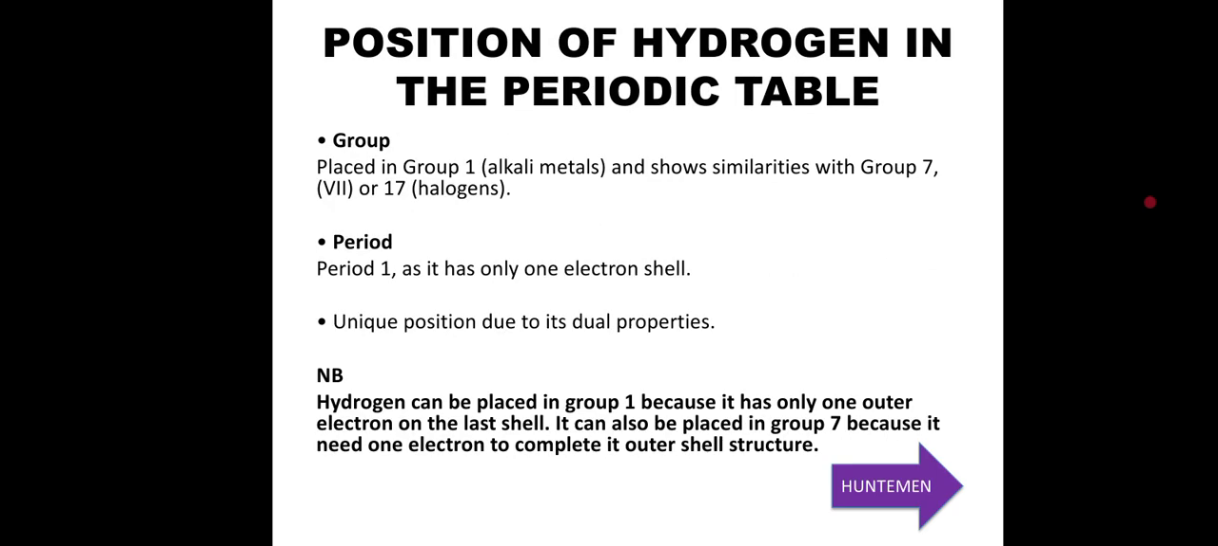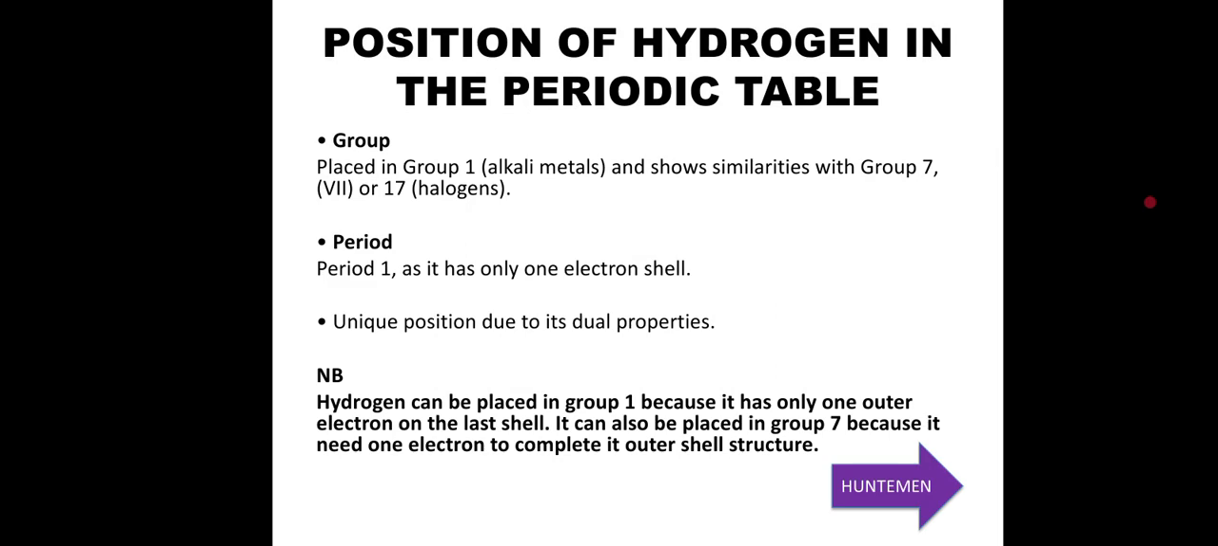Where can we put hydrogen? The position of hydrogen in the periodic table. Where can we put hydrogen in the periodic table? Okay, hydrogen is placed in group 1, that is alkali metals. So when you check your periodic table, on top of the first group, that is group 1A, hydrogen is always placed there and shows similarity with group 7 or 17 elements.